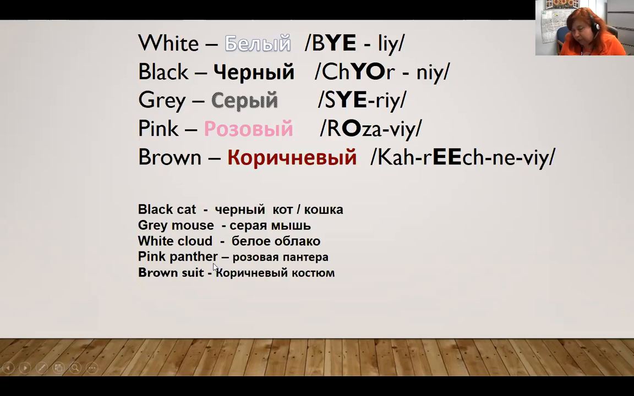Pink panther: розовая пантера. And пантера in Russian means this animal, regardless of its physical gender. It only has grammatical gender, which is feminine. Male pantera and female pantera still have the same word, pantera.